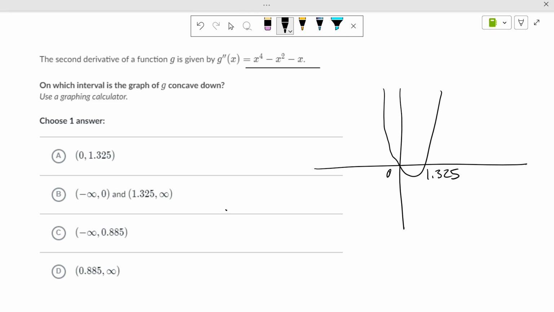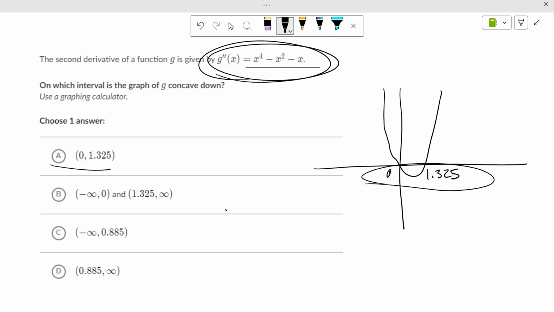Okay, the answers are down, so that kind of helps us. So what's going on here is this is the second derivative. Second derivative tells us concavity. If the second derivative is negative, it is concave down. If the second derivative is positive, it's concave up. It's negative right here, so the answer is this one. So you've got to look and see what they're asking for, then look at the graph and determine increasing, decreasing, concave up, concave down, or whatever, depending on what they give you.